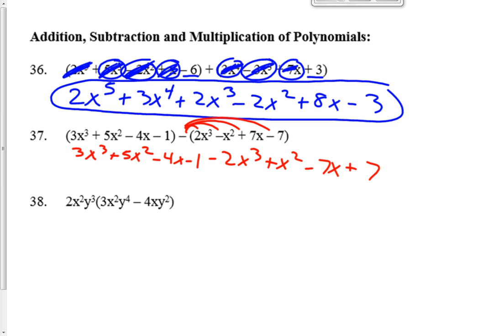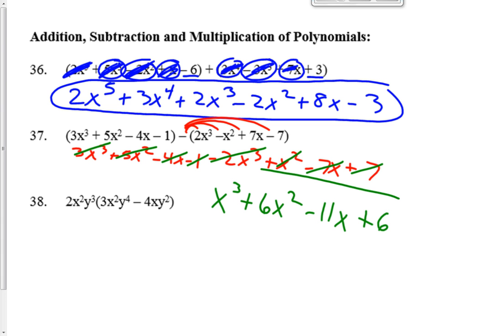Now I'm just going to combine like terms. So there is 3x cubed and a negative 2x cubed, making 1x cubed. There's 5x squareds plus 1x squared. That leaves 6x squareds. A negative 4x and a negative 7x is a negative 11x. And then negative 1 and a positive 7 make a positive 6.